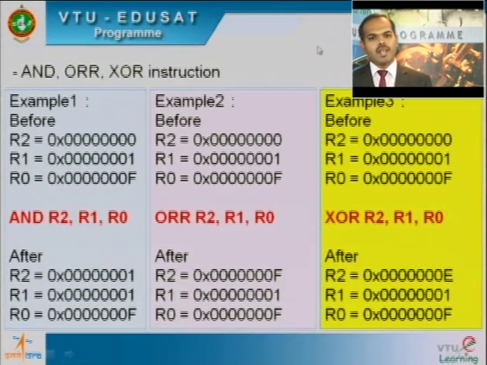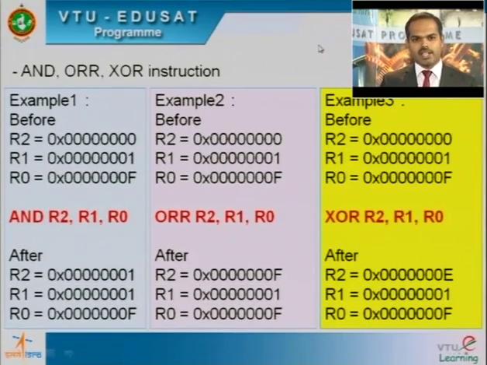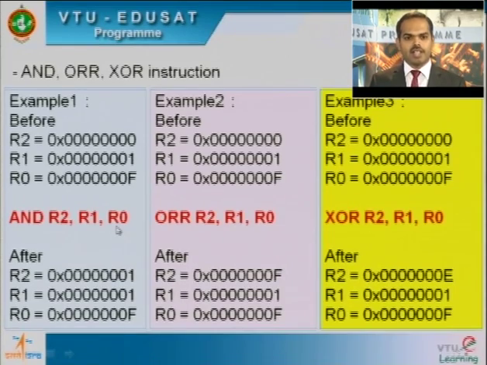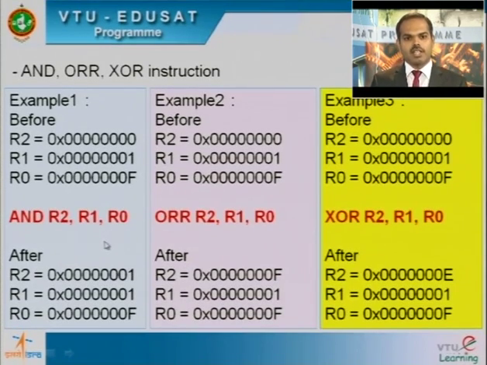Here is the next slide. This slide is pretty simple and direct, with AND, OR and XOR operation examples. We have taken an example with R2; see example 1. This is before the execution of the instruction. R2 holds 0, R1 holds 1, R0 holds F. With AND R2, R1, R0, if this instruction is executed, then the content of R1 is ANDed with the content of R0. The result is stored in R2.